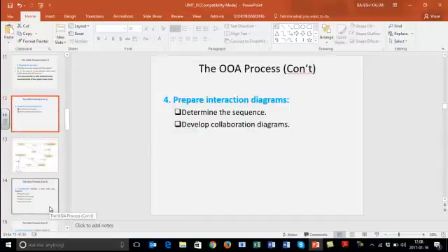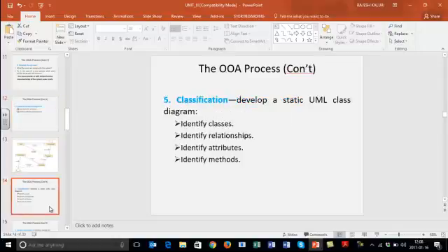Now coming to the fifth step, which is classification. So what type of classification is needed in UML? After having a detailed description of the activity diagram and later the interaction diagrams for the system, we need to have a detailed classification as well. What we need to do in the classification is, again, a few steps. One is identifying classes, and after that identifying relationships, and then attributes and methods.